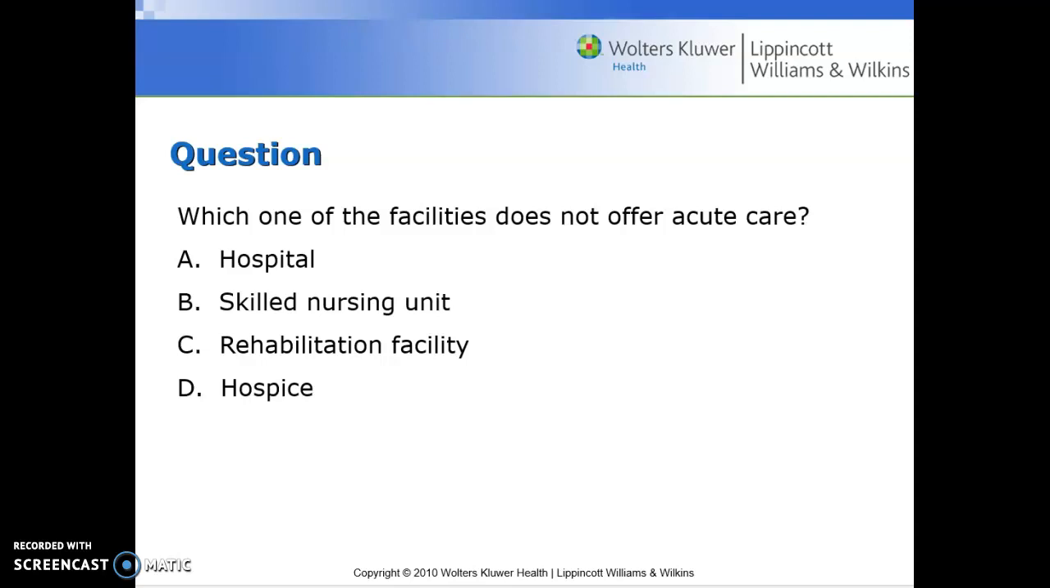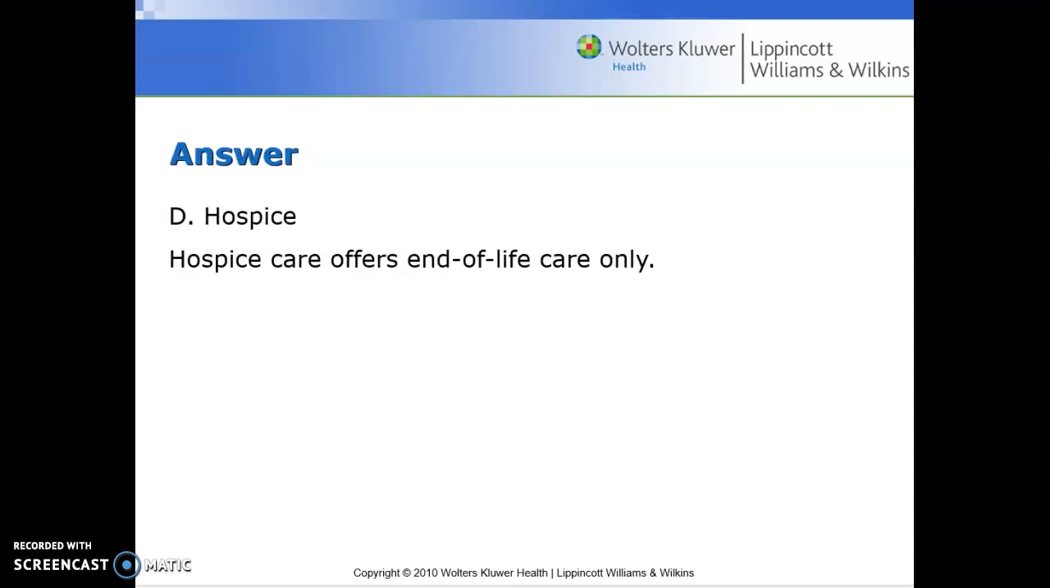Which of the following does not offer acute care? So here's a good question. We just went over the different acute care facilities on the slide. Looking at this question, which of the following does not offer acute care? The answer here would be hospice, okay? Hospice care offers end-of-life care only. They are focused on keeping the person comfortable.